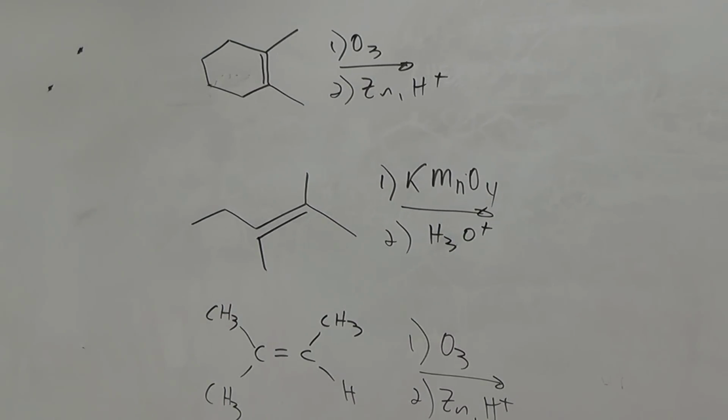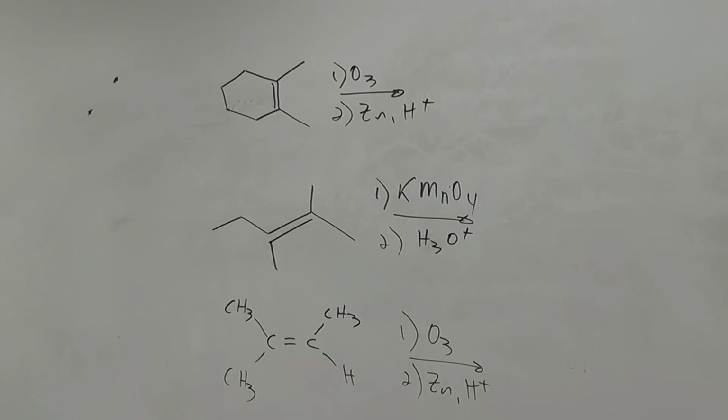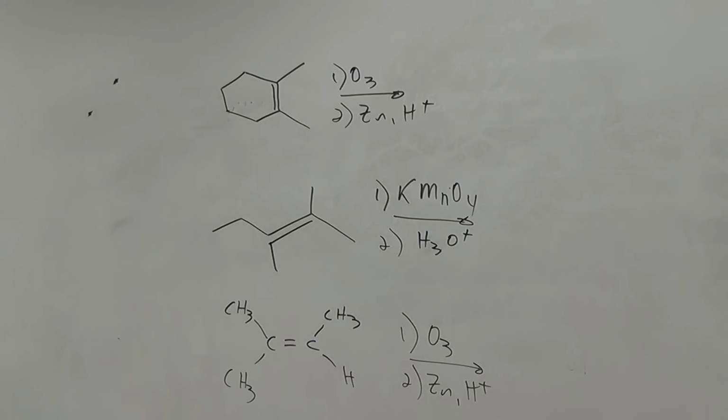So does the bottom only have one possibility? Yeah, because see that KMnO4 is going to give you OH. You're going to add oxygens to the hydrogens. But the first one, you're not going to add anything. With just the O3, it's going to break it.